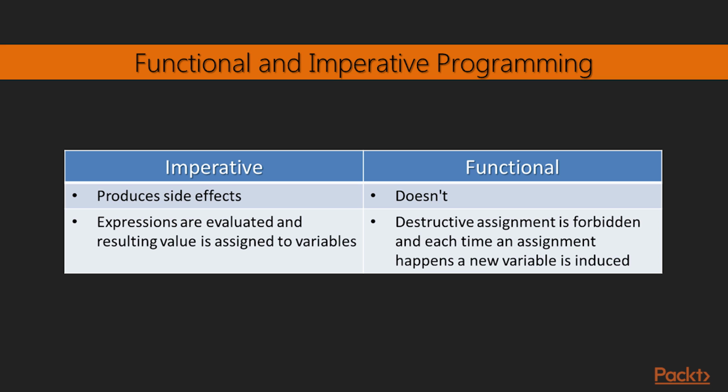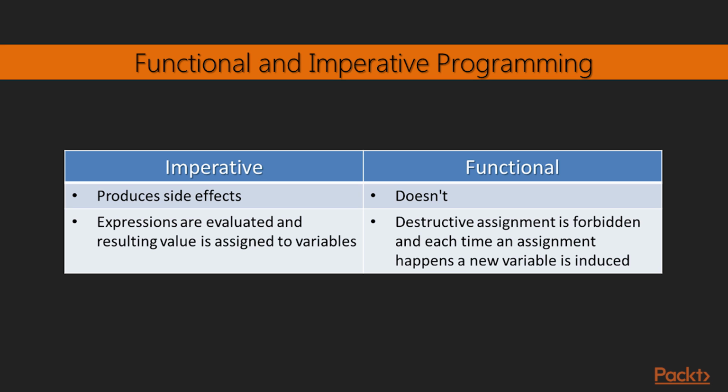Lastly, let's go through a brief comparison between functional and imperative programming. The main difference between functional and imperative programming is that imperative programming produces side effects while functional programming doesn't. In imperative programming, the expressions are evaluated and its resulting value is assigned to variables. So when we group a series of expressions into a function, the resulting value depends upon the state of variables at that point in time. This is called side effects.